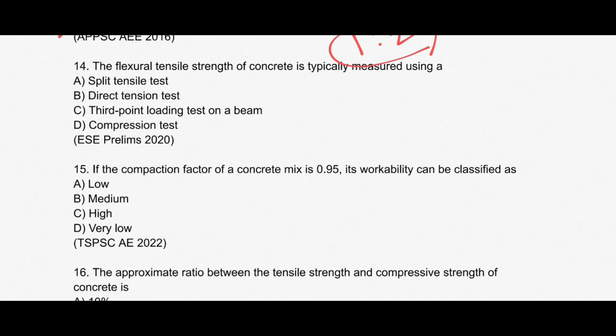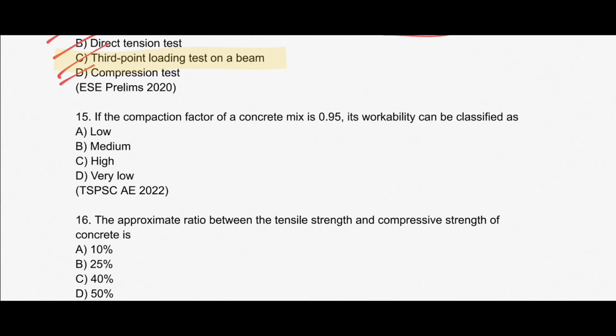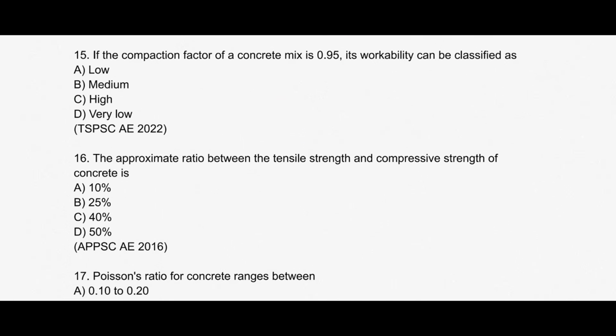14th question. The flexural tensile strength of the concrete is typically measured using a split tensile test, direct tension beam, third point loading test on a beam, compression test. So the answer is option C, that is 3-point loading test on a beam తోని మనం flexural tensile strength అనేది find out చేస్తాం of the concrete, typically measured using a.